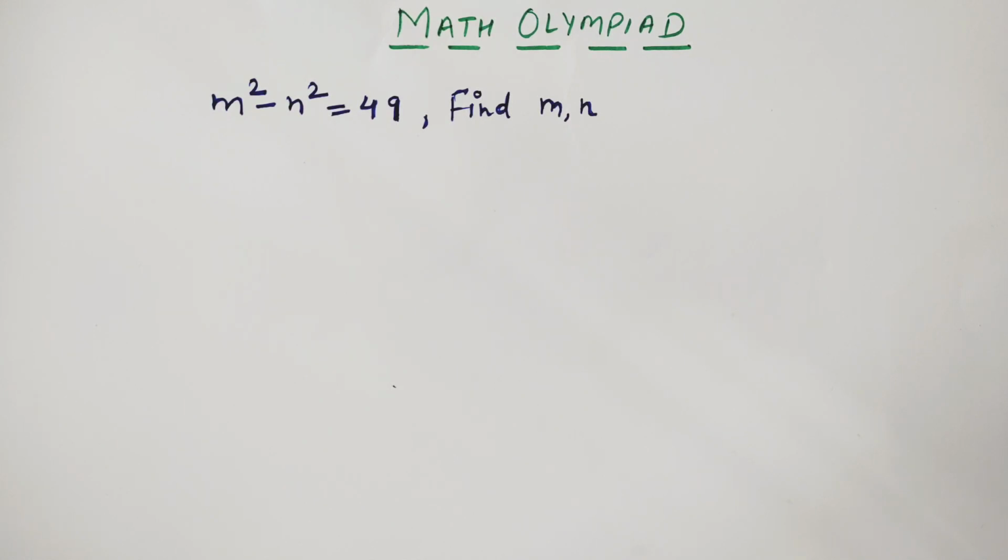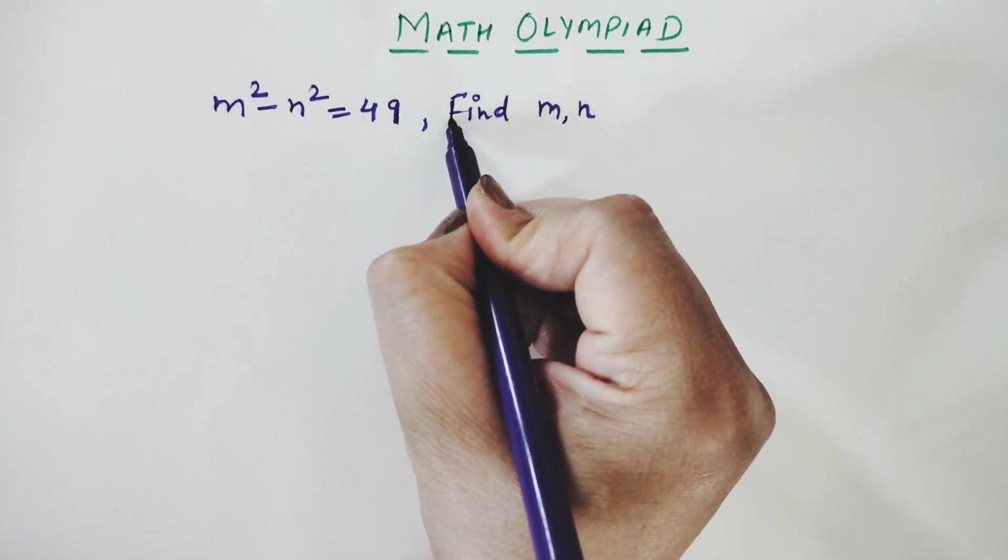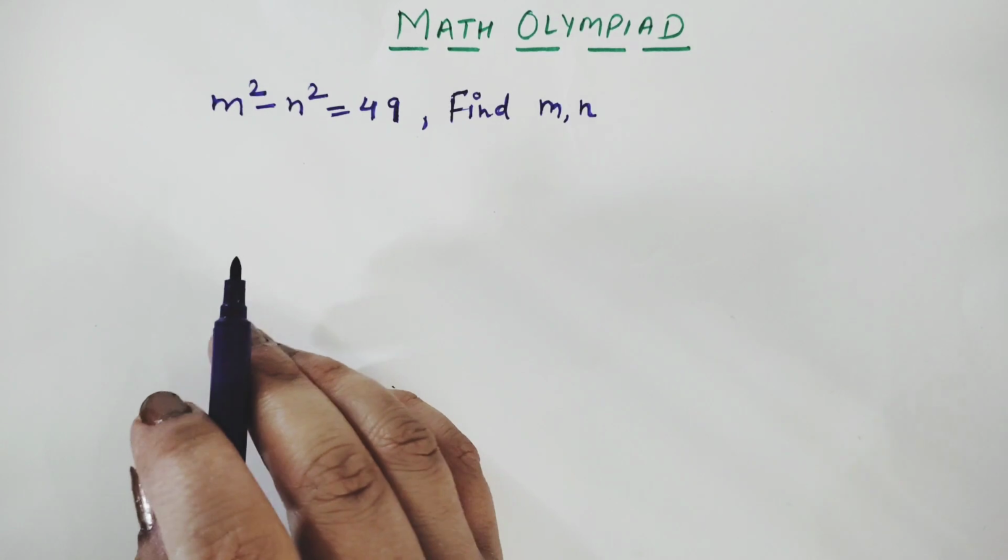Today we are going to start another Olympiad question in which you can see m square minus n square equals 49. This is the equation, and we need to find the value of m and n. Okay, so how to do this question?